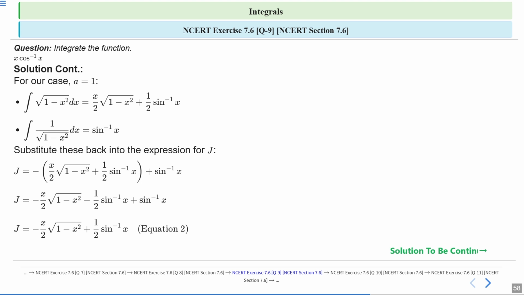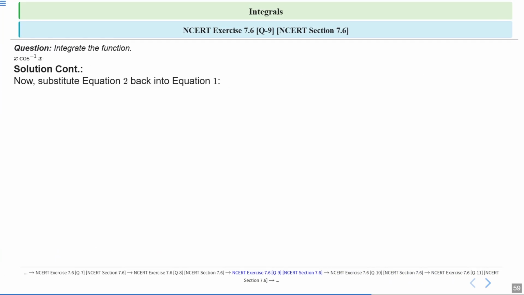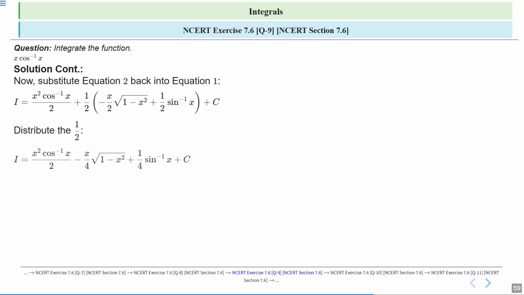That is not the final answer. This is not the integral of x cos⁻¹x. To get that, we have to substitute this integral value into equation 1. So the final integral is x square cos⁻¹x by 2 plus 1 by 2 into minus x by 2 under the square root 1 minus x square plus 1 by 2 sin⁻¹x plus c.